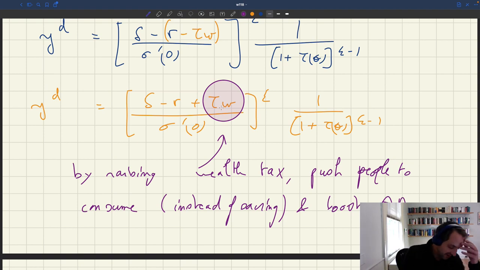But the key insight here is that the wealth tax is not subject to the ZLB. So even if your interest rate is stuck at the ZLB, you can raise your wealth tax to whatever you want to make saving less and less desirable and boost demand as much as you want, and therefore bring the economy back to efficiency. So if the wealth tax was part of the stabilization apparatus of the government, you would imagine that the ZLB wouldn't be a problem anymore.